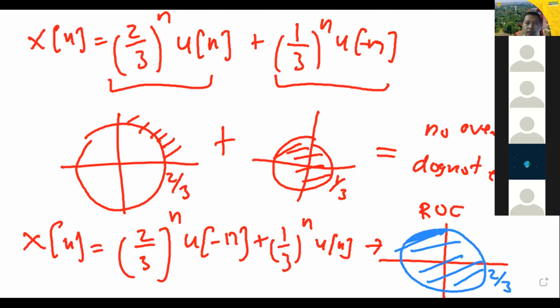So I changed the color for the second term. The second term is here, 1/3 and outside. So it's clear, the ROC becomes a donut. Yes, it looks good. We can have an iftar using donuts.